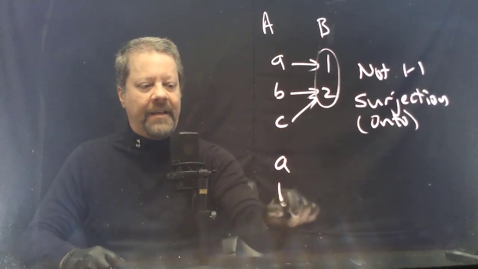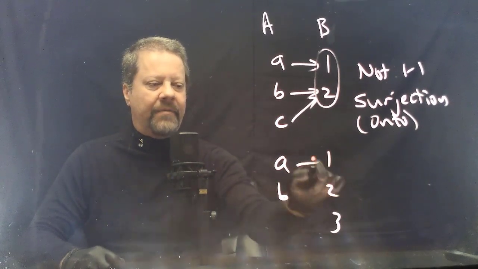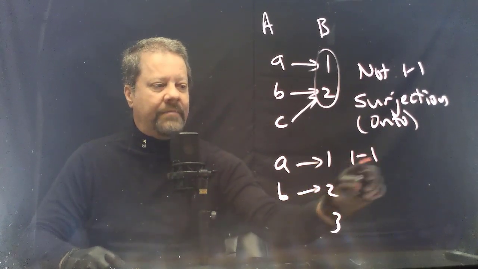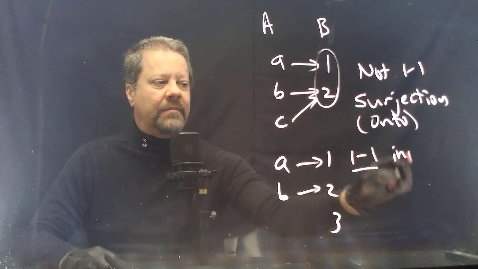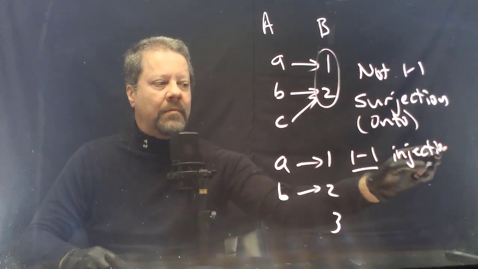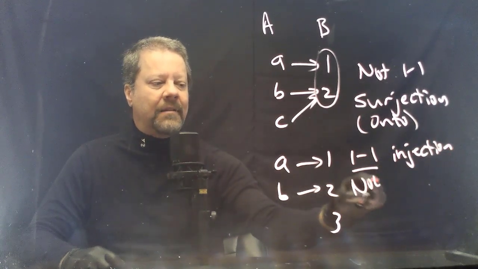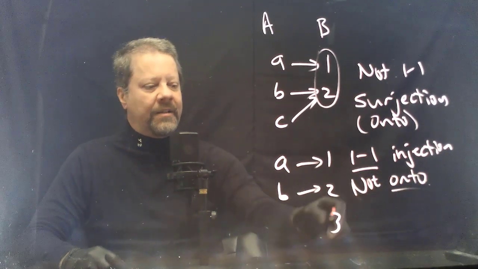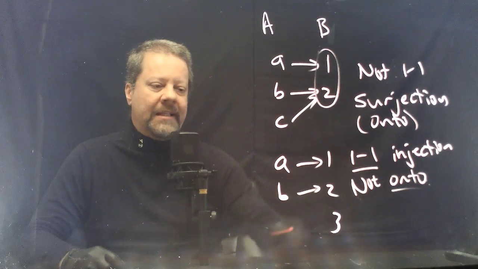If I have A, B, 1, 2, 3, this is 1 to 1, so it is an injection, but it is not onto, so it's not a surjection. There's this number 3 that didn't get reached by something in the domain.